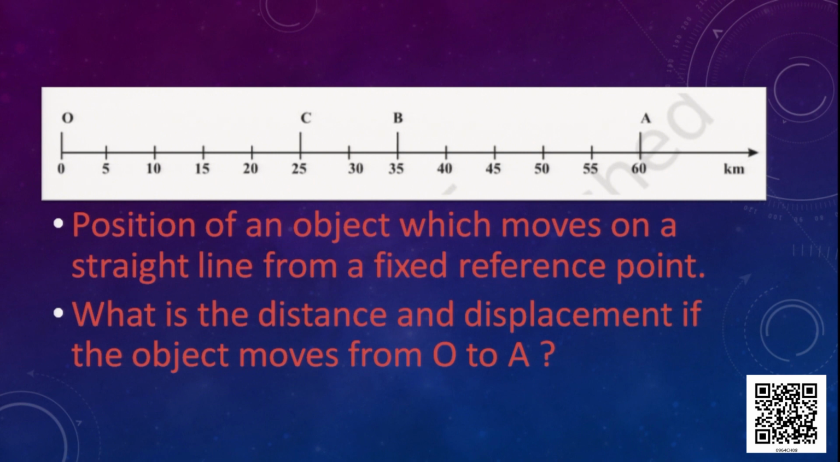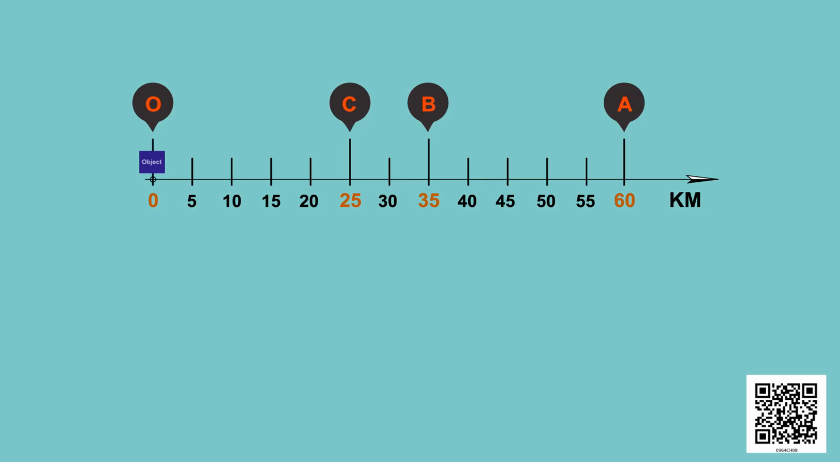Well, I am coming back to the same figure as given in the NCERT textbook, where the position of the object is changing. That means the object moves on a straight line from a fixed reference point O. Now my question is, what is the distance and displacement if the object moves from O to A directly? See the picture. On the left side, the reference point O is there. The object started from the reference point O and reached point A directly on the right-hand side. So what is the distance and displacement of the object in this situation?